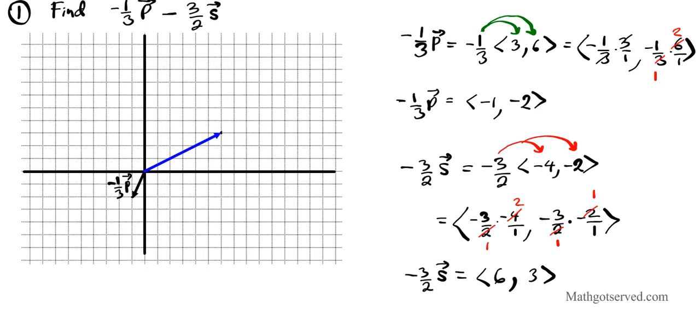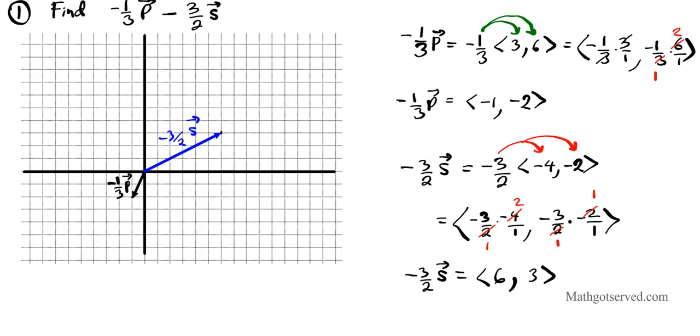And there goes vector negative 3/2 s. Let's go ahead and label that. So this is vector negative 3/2 s. All right, so now what we're going to do is try and create a parallelogram using these two vectors, and then the diagonal will be the resultant vector.